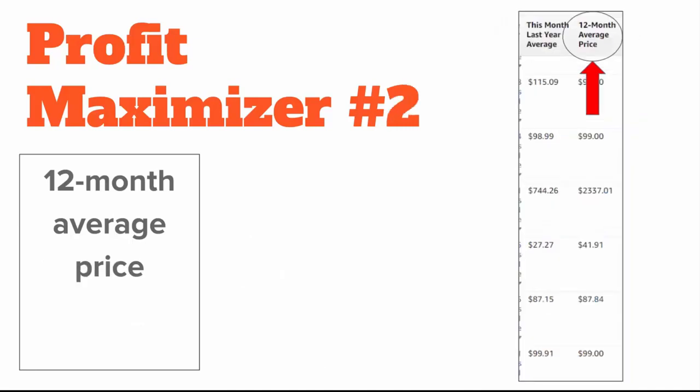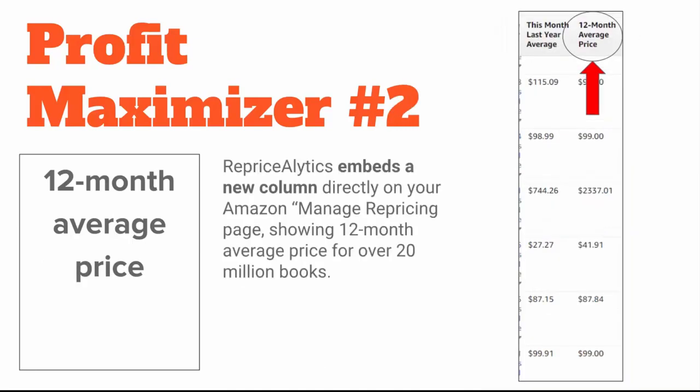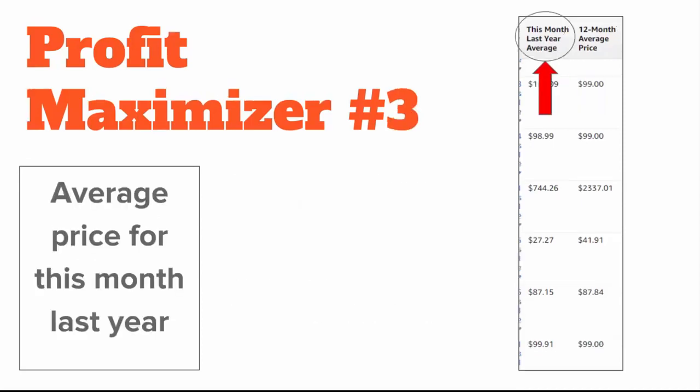Profit maximizer number 2 is 12-month average price. RepriceAlytics embeds another new column directly on the Amazon repricing page, showing 12-month average price for, again, over 20 million books. This allows you to know the true value of your book inventory.